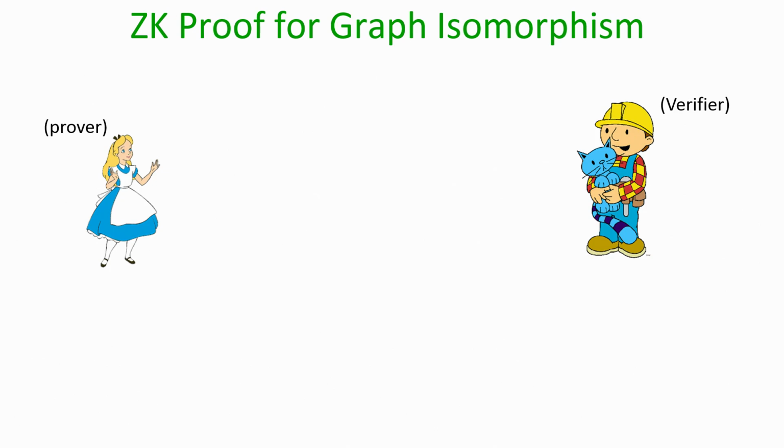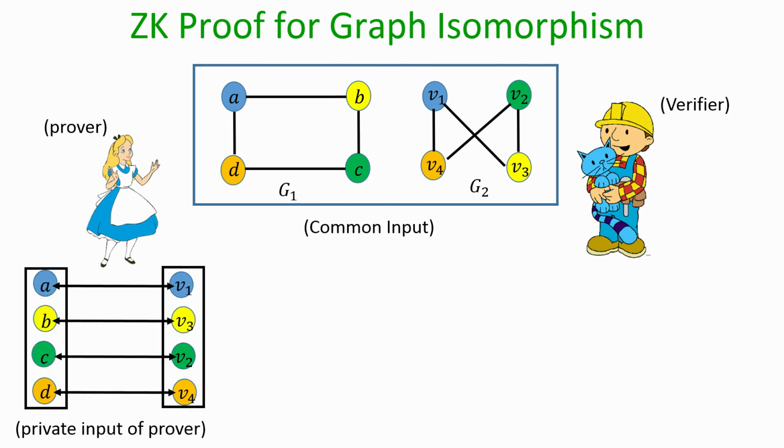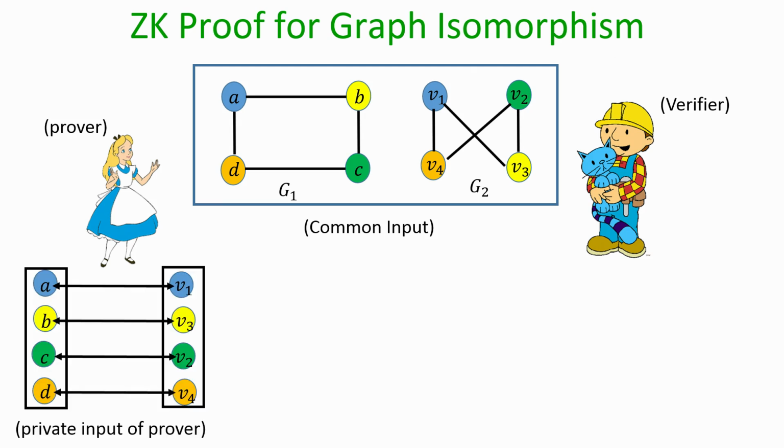So, now let us see a zero knowledge proof system for the graph isomorphism problem. The common input available to both prover and verifier is an instance of the graph isomorphism problem, namely the description of two graphs. Alice, the prover, wants to convince Bob, the verifier, that these two graphs are isomorphic, and she claims that she knows the isomorphism between them. That means she claims that she has a private input mapping the vertex set of the first graph to the vertex set of the second graph with respect to which these two graphs are isomorphic.